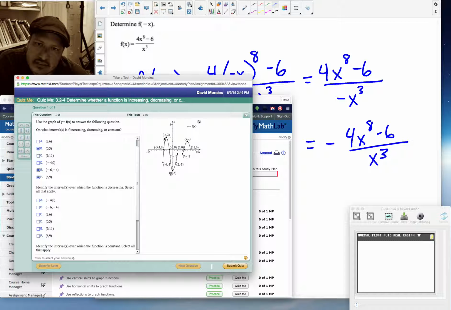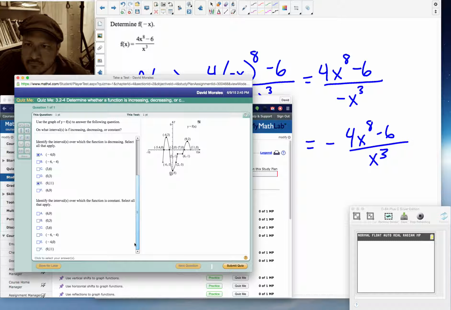Where is it decreasing? It decreases from negative 4 down to 0. It decreases from 9 to 11. Where is it constant? It's constant right here from 3 to 6. And that's it.